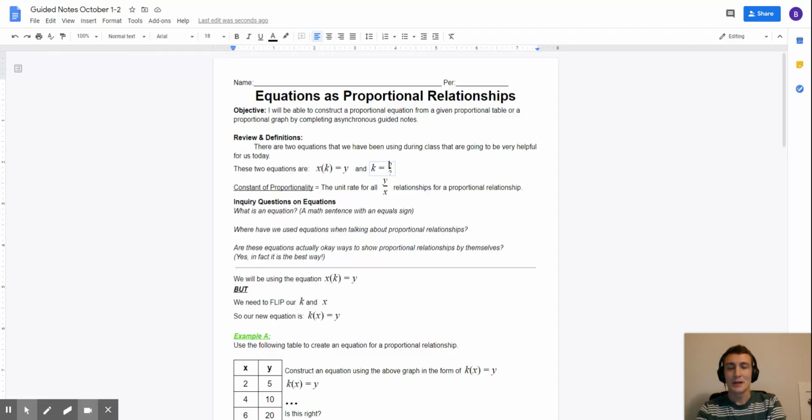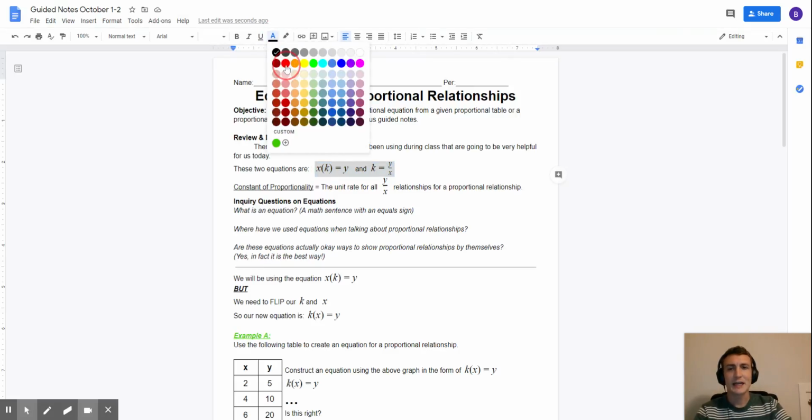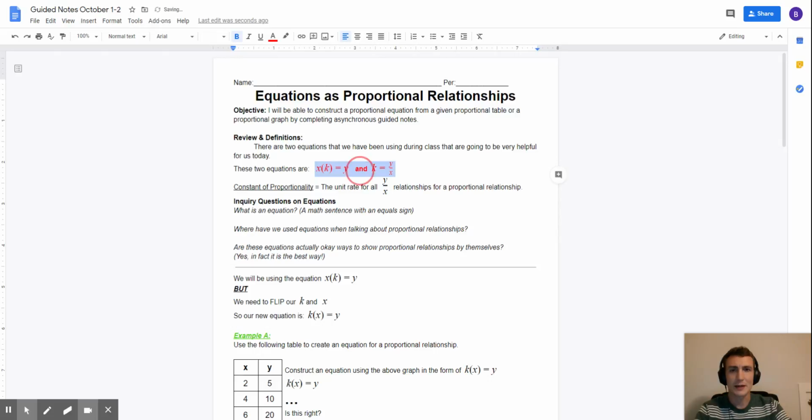So x times k equals y, and k equals what? What does k equal? Well, I think it was k equals y over x. K equals y over x. These 2 things right here, I cannot emphasize enough how important these are. These 2 equations are the most important part of what we're going to do. And if you have these 2 things memorized and know how to use them, then you will be literally set for the entirety of this lesson. So let's go ahead and keep moving on.